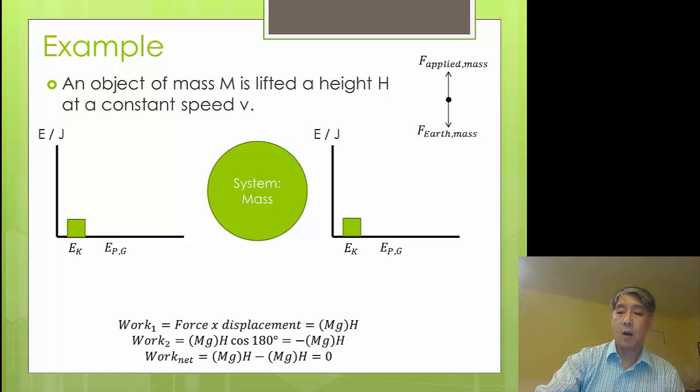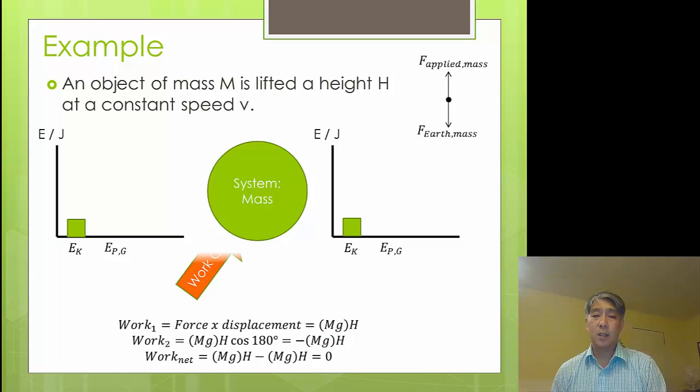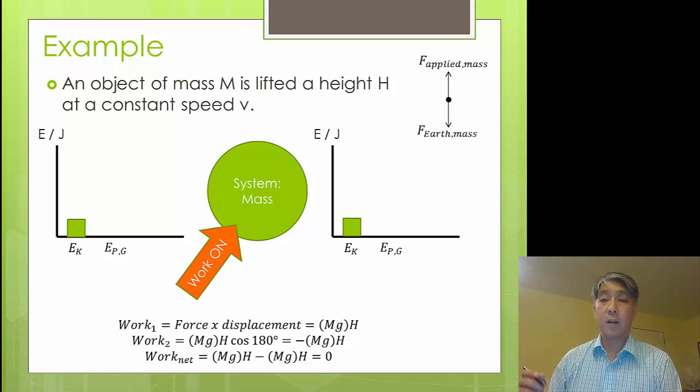Using it with the cosines in there, let's take another look at it. In this case, if I don't include the Earth in my system and all I have is this mass, then gravity all of a sudden becomes an external force to my system.